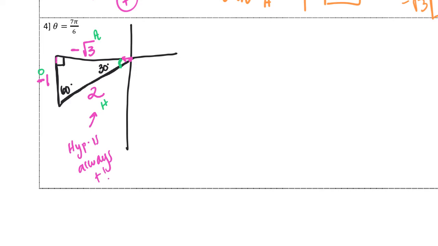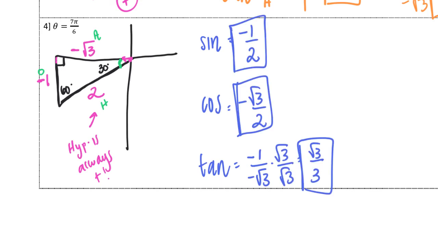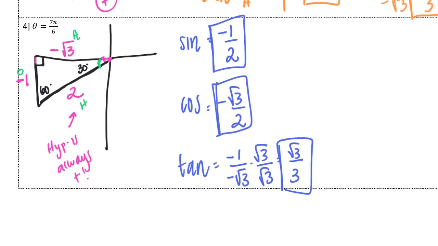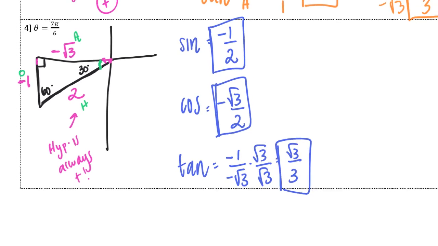Now we're ready to rock and roll and fill in our sine, cosine, tangent, and all their reciprocal friends. Pause the screen and give yourself a second to do those. Check to make sure you've done your sine, cosine, and tangent appropriately. Also, make sure that your signs are correct on those.